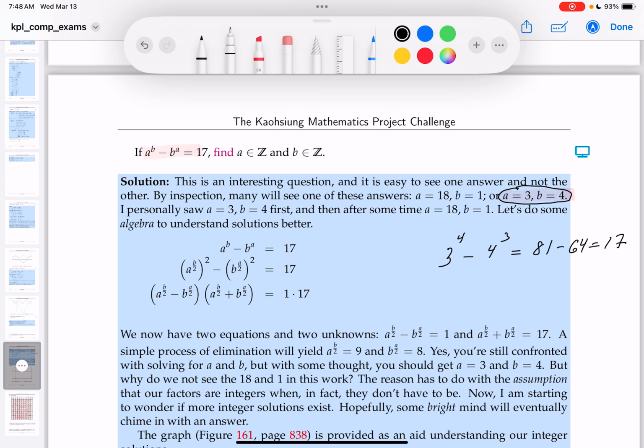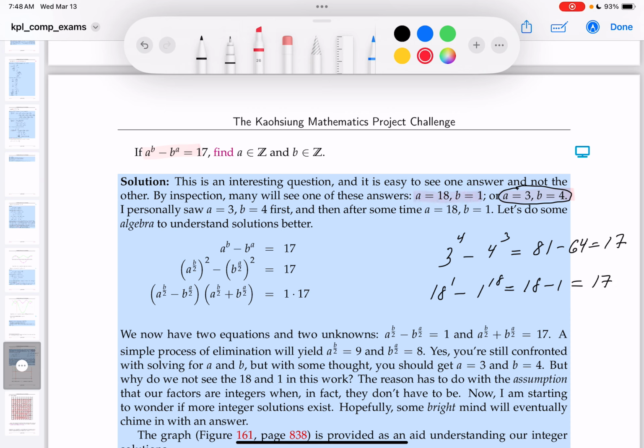Now, by the way, it took some time, but I eventually saw this one too. And what's this one going to be? It's 18, 1. Let's write that one down. 18 to the 1st power minus 1 to the 18th power. What do you get there? 18 minus 1, which is 17. That's another solution to the problem.